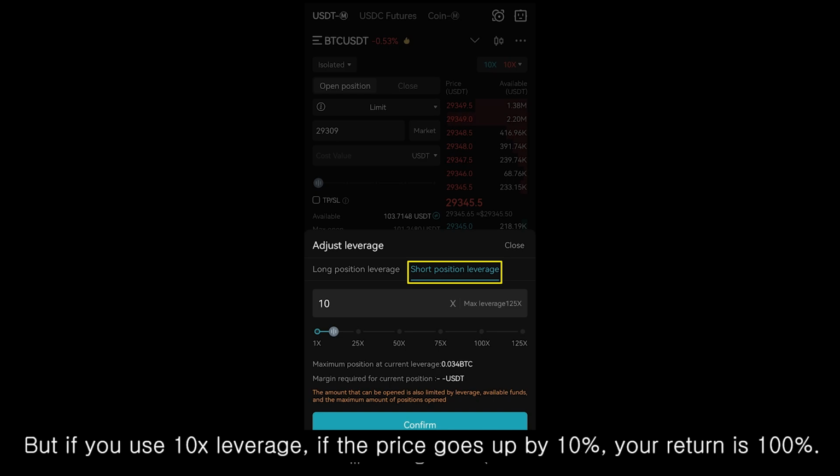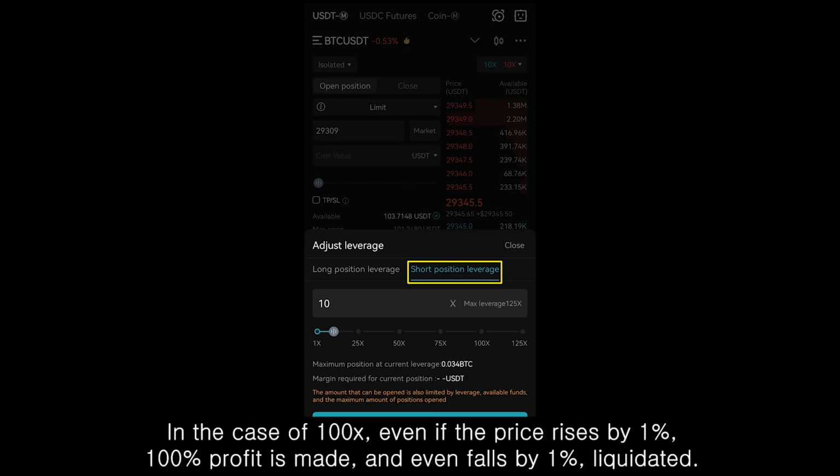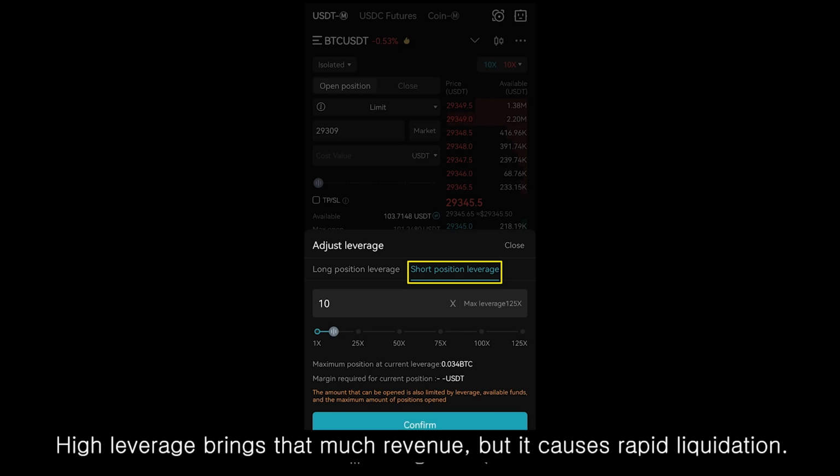But if you use 10x leverage, if the price goes up by 10%, your return is 100%. On the contrary, if the price drops 10%, you're liquidated. In the case of 100x, even if the price rises by 1%, 100% profit is made, and even if it falls by 1%, you're liquidated. High leverage brings that much revenue, but it causes rapid liquidation.